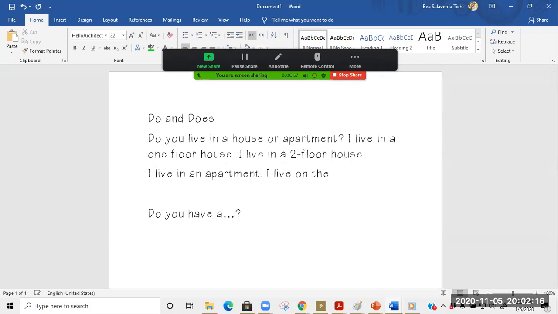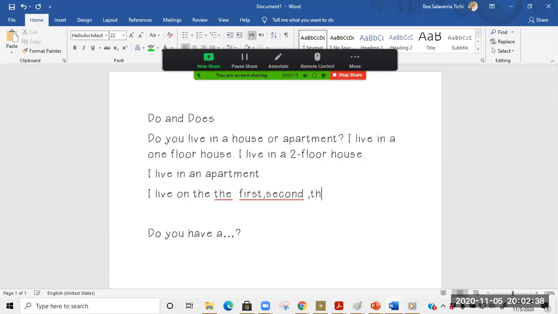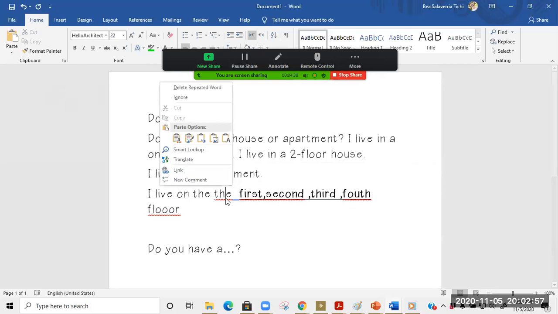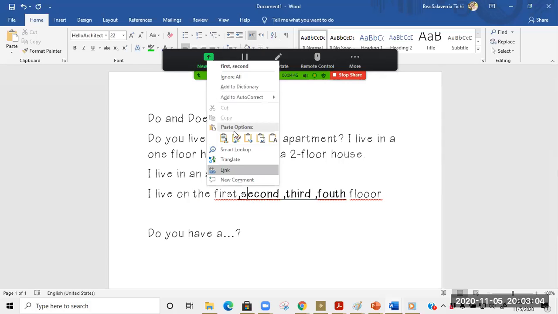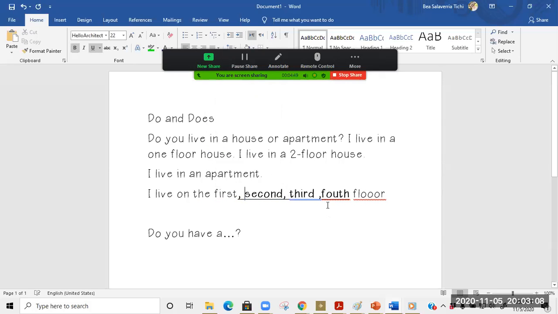I live on the, y aquí vamos a ocupar números ordinales. Ya no serían números cardinales, sino ordinales, para decir primer piso, segundo piso, tercer piso. For example, I live on the first, second, third, fourth floor. The first, second, third or fourth es el número ordinal que vamos a ocupar para los pisos. First es uno, piso número uno. Y así van los números.